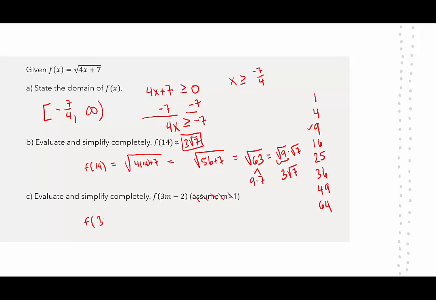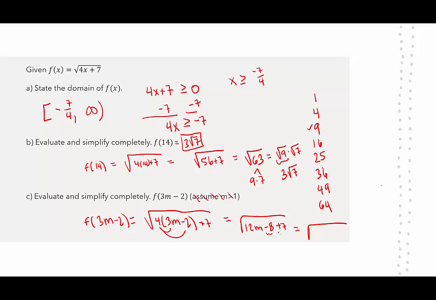All right, so now we're going to go into that function, and anywhere I see an x, I'm going to replace it with 3m minus 2. What happens when I do that? I have the square root of 4, there's an x, I'm going to replace it with 3m minus 2, plus 7. I want to clean up my radicand using first the distributive property. That would be 12m minus 8 if I distribute the 4 to the 3m and to the minus 2, and then plus 7.